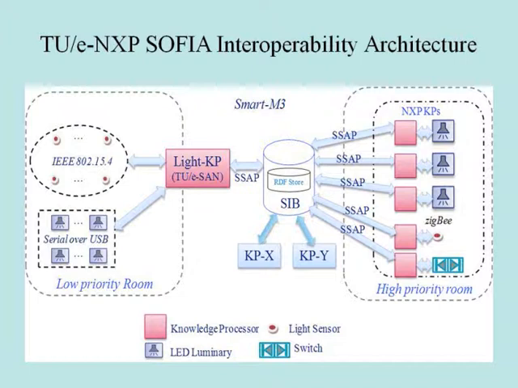The NXP knowledge processors tell the TUE knowledge processor how much energy is consumed in the high priority room. The TUE knowledge processor maintains lights in the low priority room such that the quota agreed with the energy company for this particular building is respected.